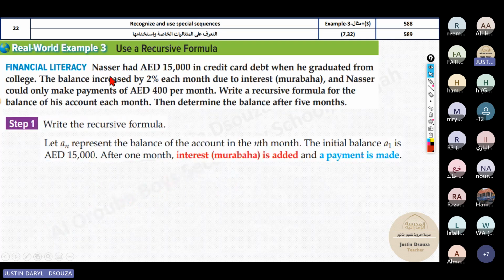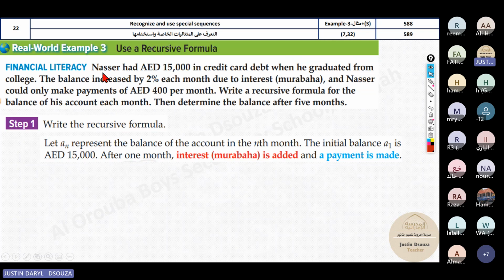This is about murabaha, that is interest. Now, if you keep some money in the bank, sometimes they give you interest depending if it's a fixed deposit, or if you take a loan, for example, you will have to pay some interest. So this is that sort of problem, a real world problem.